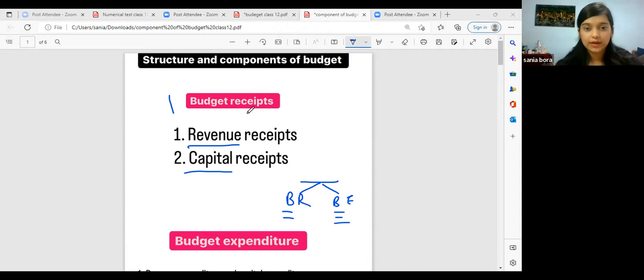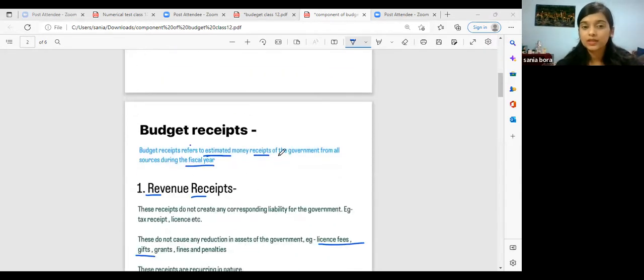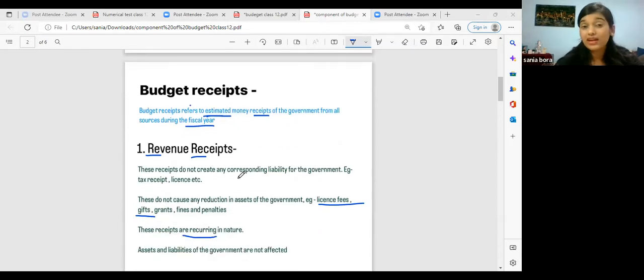Just revise it. Right now you must be wondering, okay, we got it, this budget receipt and everything. But if I randomly ask you a question in the next class, it will be difficult. So just give it a reading. Tomorrow you don't have any class. So at the same time, just take out your books and give it a reading. I'm not asking you to learn it, but at least give it a reading. Revenue receipt is this and capital receipt is this.